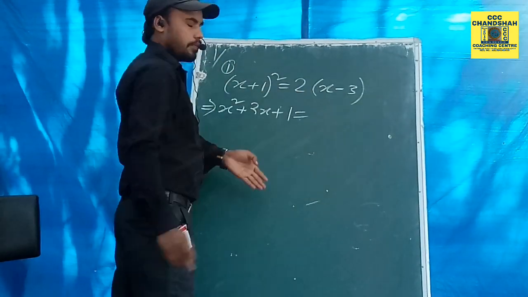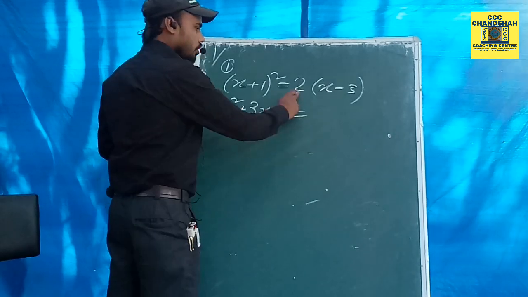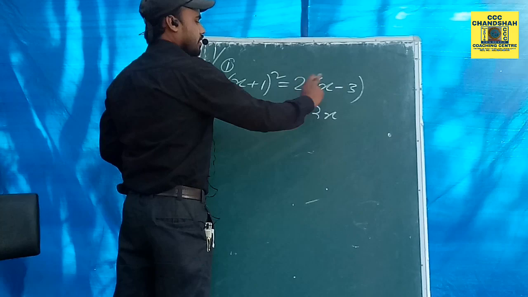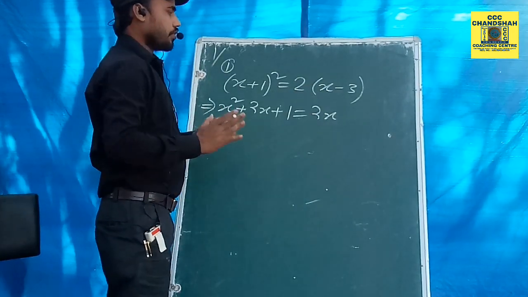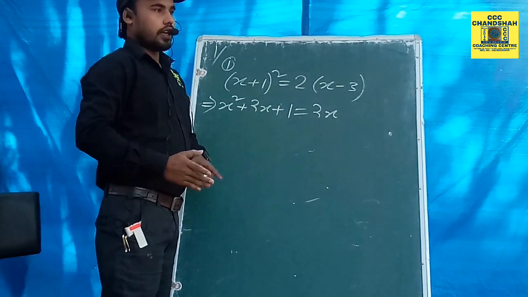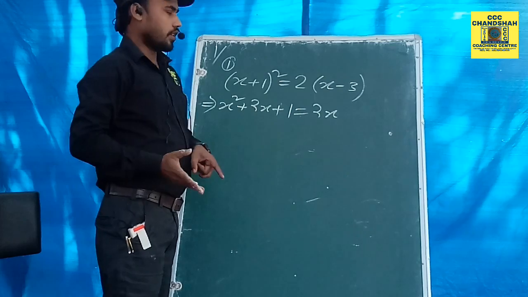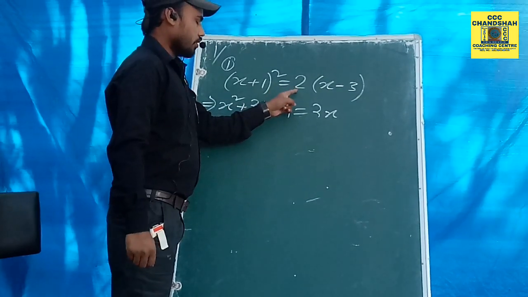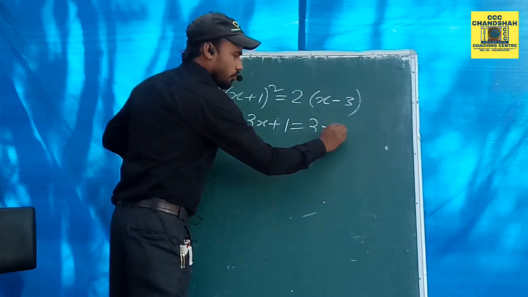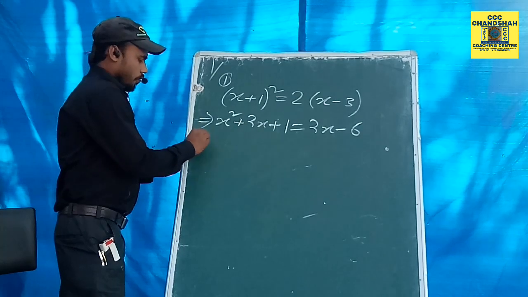This 2 will be multiplied with x and minus 3. Now what will you get? 2 into x, twice x, plus and minus. If you multiply two numbers, one positive and one negative, then the outcome will have a negative sign. So in this manner we can say 2 into minus 3 is equal to minus 6. Okay, now what will you do?